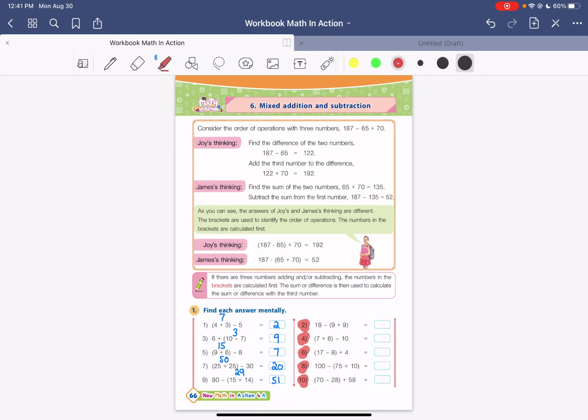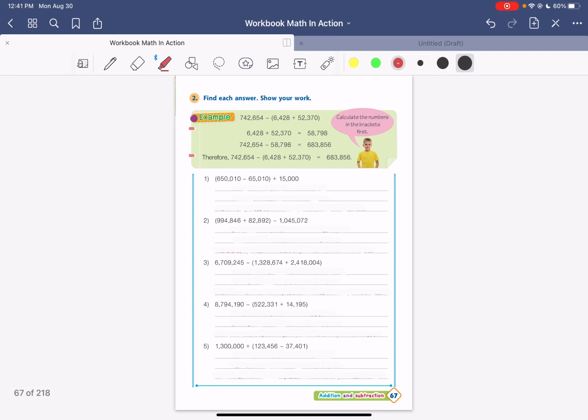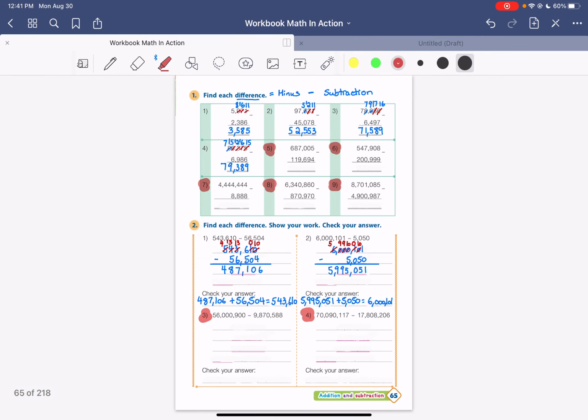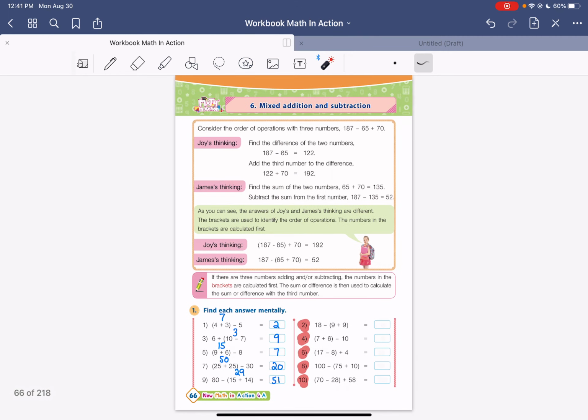I think that's all we're going to leave it for today. Next time, I'll continue with mixed addition and subtraction. So let's try to do this for now. All right, so homework, just 5, 6, 7, 8, 9, 3, 4, and try 2, 4, 6, 8, and 10.